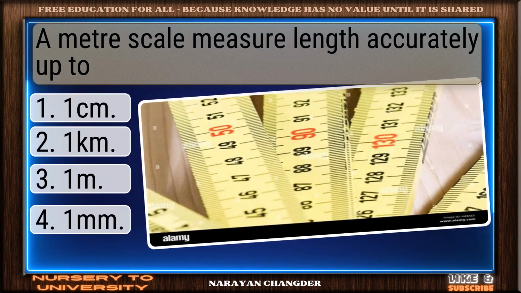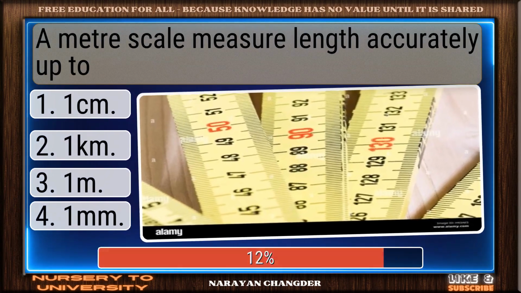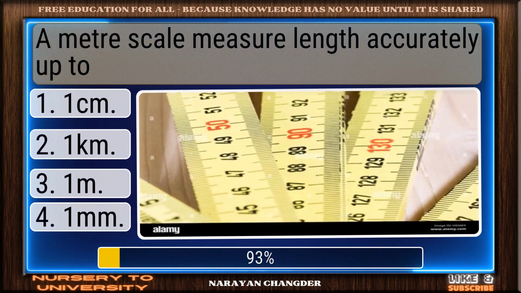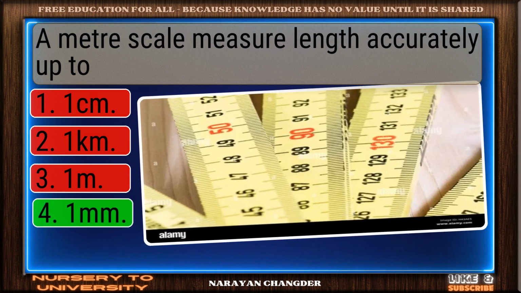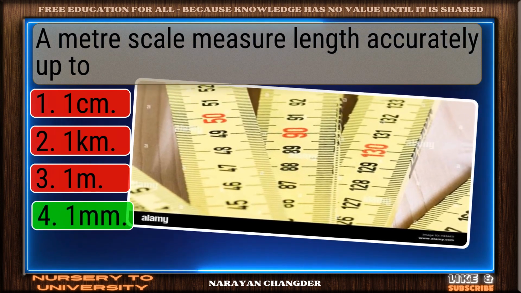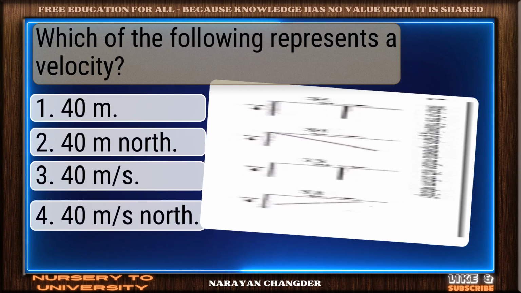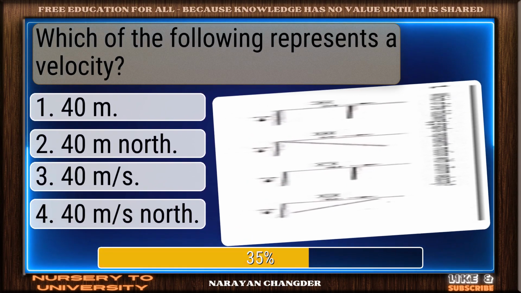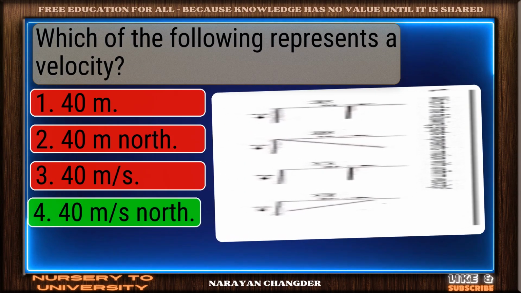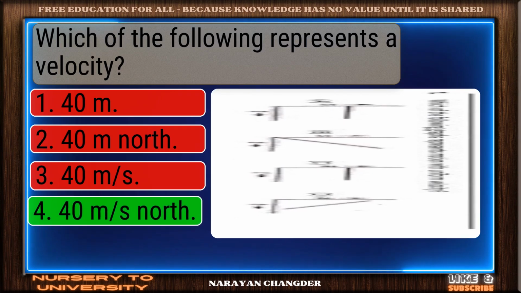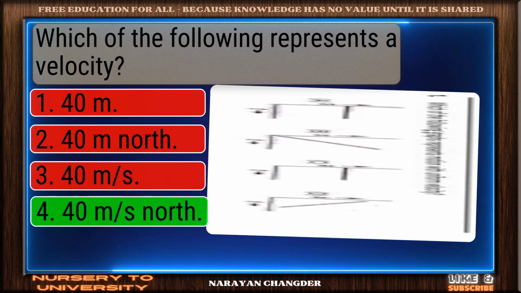Question number 41. A meter scale measures length accurately up to. Right again. 1 mm is a valid answer. Question number 42. Which of the following represents a velocity? Correct. 40 m/s north is the right answer.